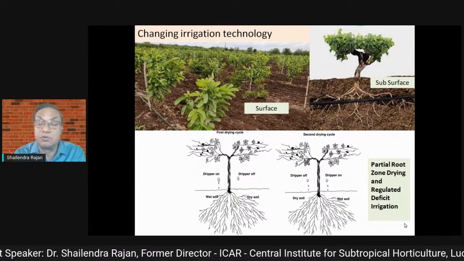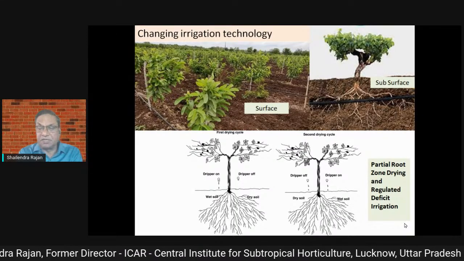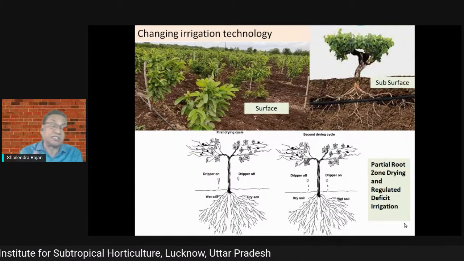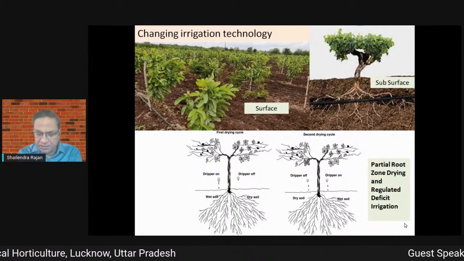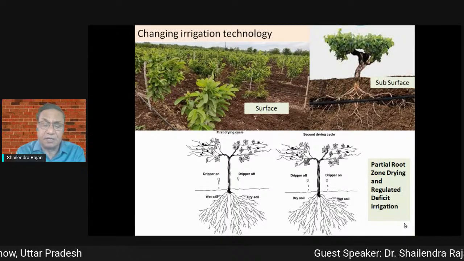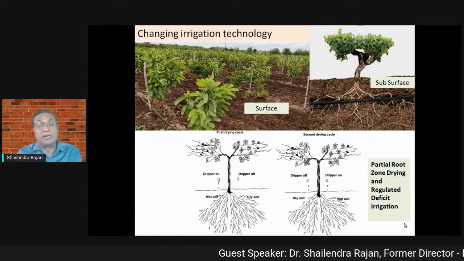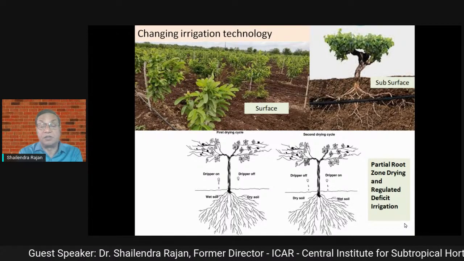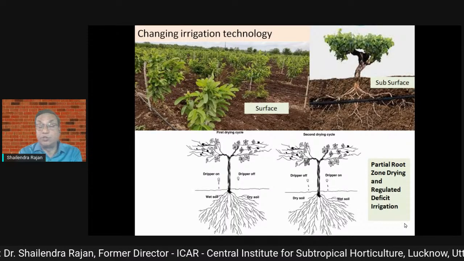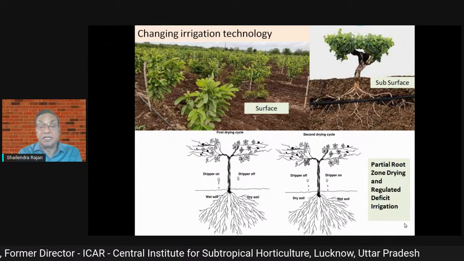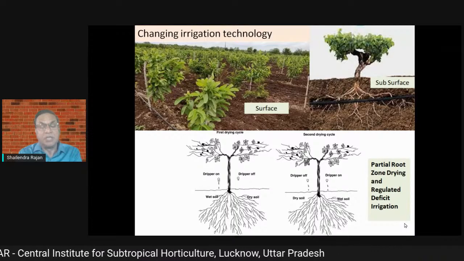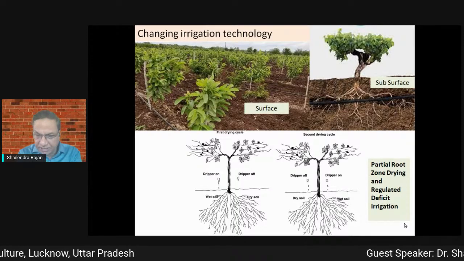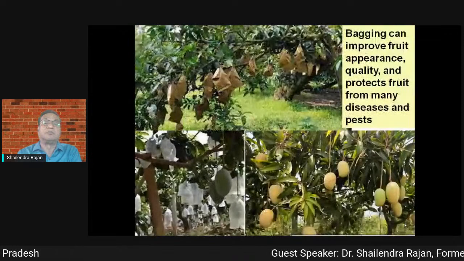Now partial root zone drying is also being attempted, and with regulated deficit irrigation, there are many methods. Now sensor based drip irrigation systems are available, with drying cycles and dripper on and dripper off, that can induce partial root zone drying and a reduction in water absorption and water requirement. Water economy and water use efficiency are increased, as well as quality is also improved.